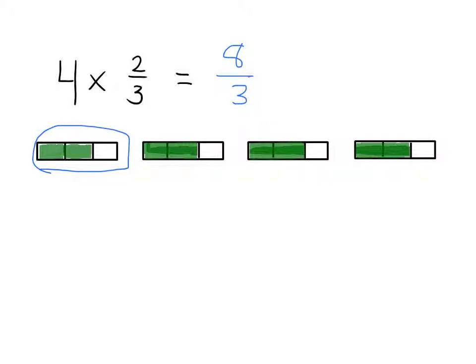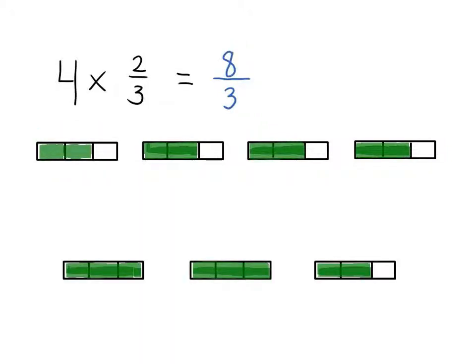And again, that is an improper fraction. I can combine those all, scooch them all over, and I am left with 2 complete units shaded in and then 2/3 of another shaded in. So that is my final answer.